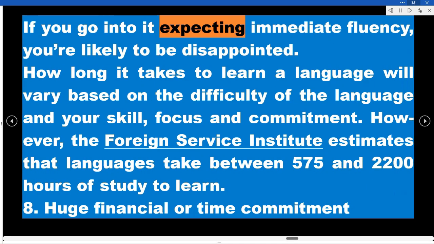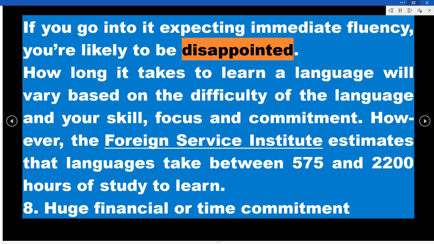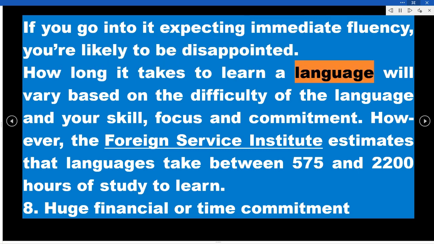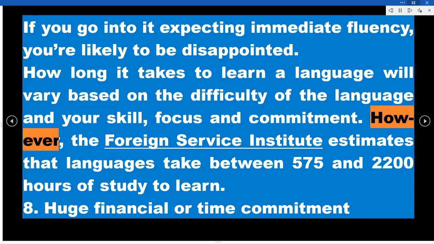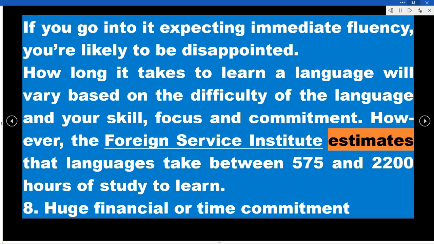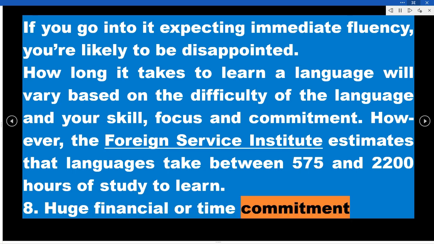If you go into it expecting immediate fluency, you're likely to be disappointed. How long it takes to learn a language will vary based on the difficulty of the language and your skill, focus and commitment. However, the Foreign Service Institute estimates that languages take between 575 and 2,200 hours of study to learn. 8. Huge financial or time commitment.